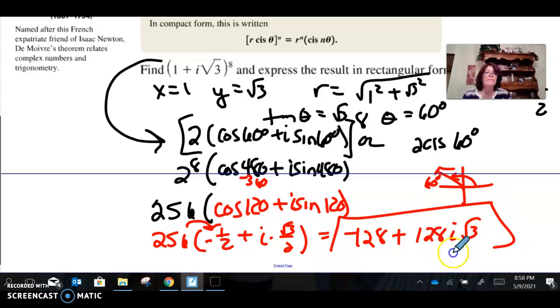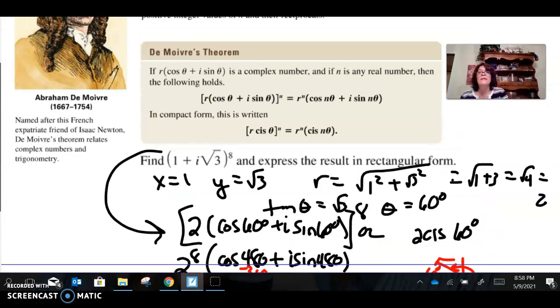There we go. That was a lot quicker than multiplying that 8 times. Okay, this is your final answer. De Moivre's theorem. So that's how you raise a complex number to the nth power.